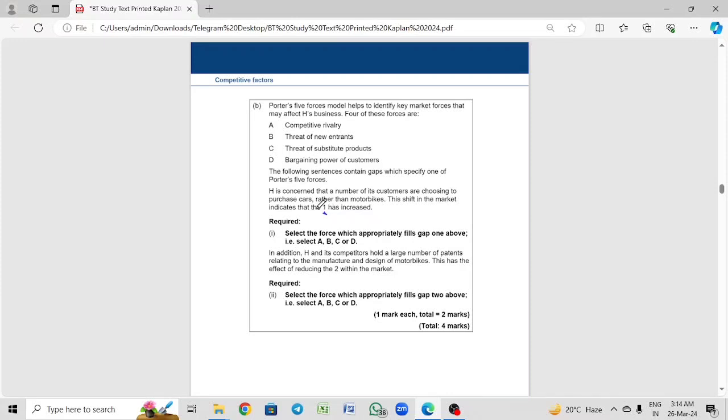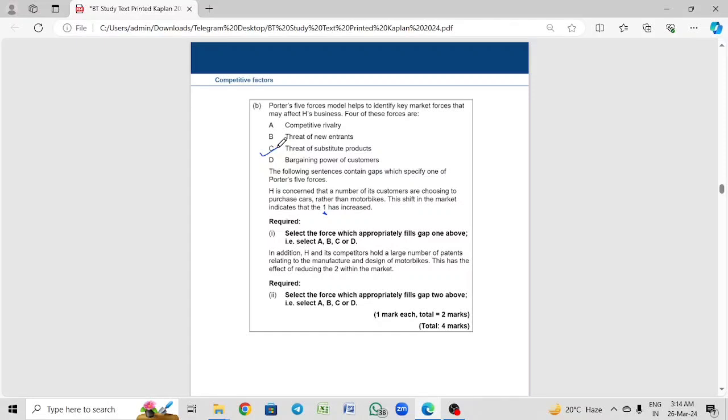So it is definitely threats of substitute products. Okay, it is definitely threats of substitute products because the customers are substituting motorbikes with cars. Okay, so it is threats of substitute products.